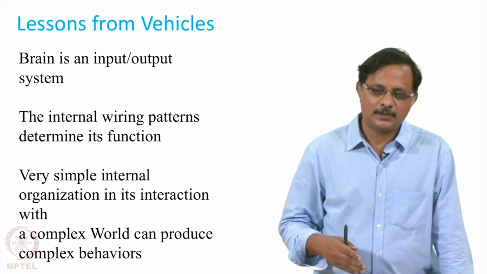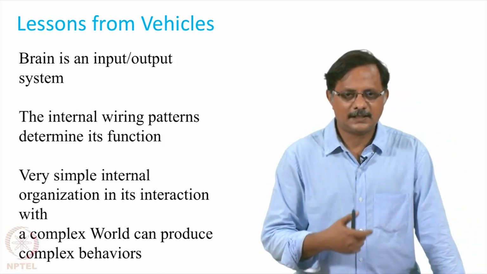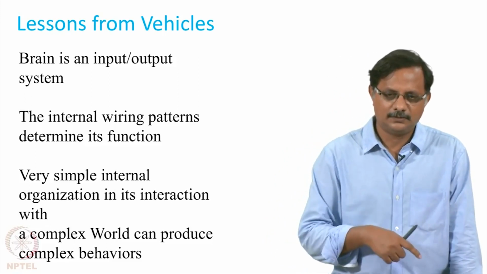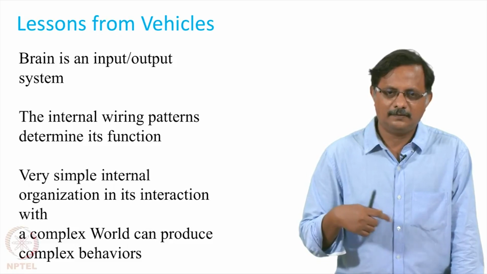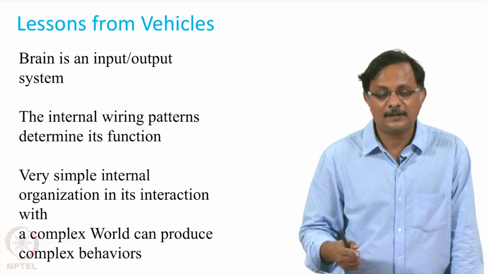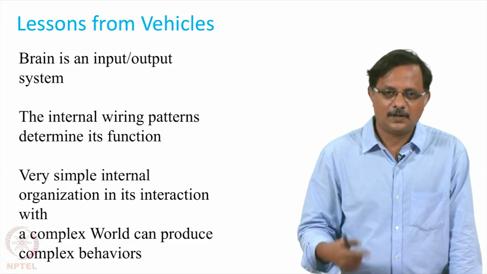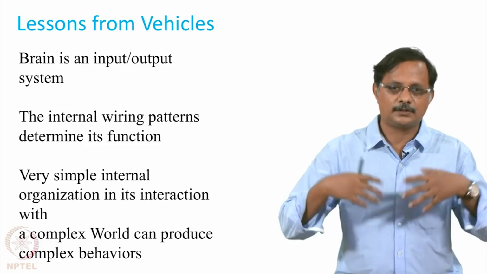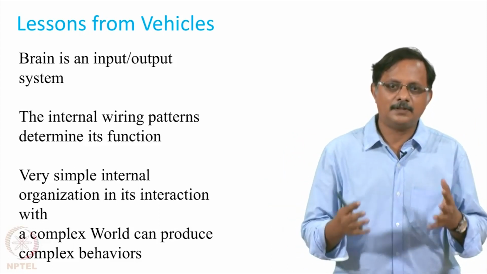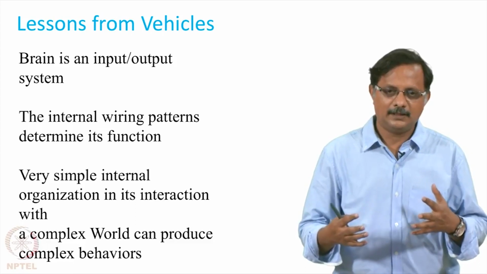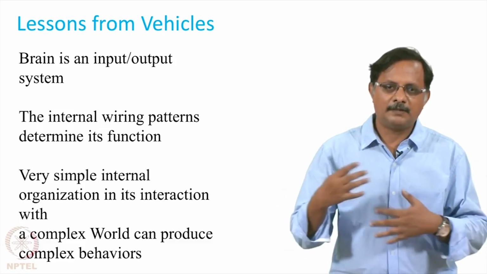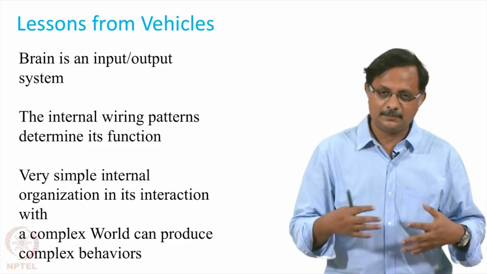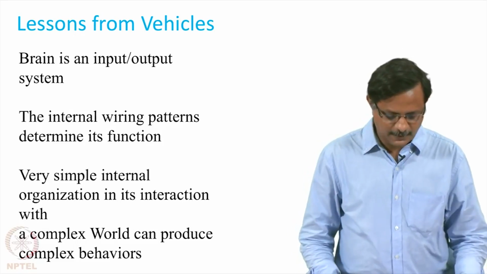But what is very interesting about these vehicles is that even these extremely simple wiring patterns, just two wires going from a sensor to the wheels, can give very rich and interesting and even amusing behavior to the vehicles. So, what Braitenberg concludes is that you do not need a very complex brain in an organism to produce very complex behavior. Even a very simple internal organization of the nervous system can produce very complex behaviors simply by virtue of the interaction of the organism with a very complex world. The world is complex, but even if the brain is simple, the organism can produce complex behaviors.